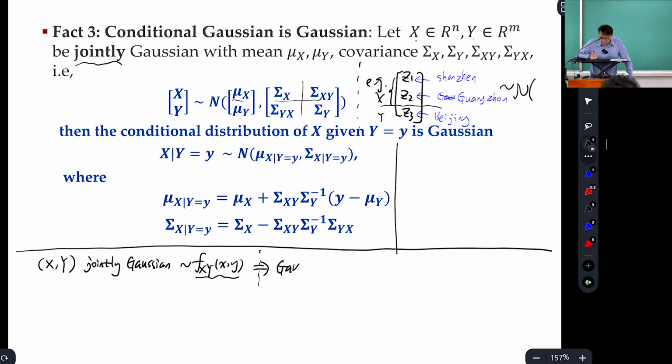So what do I mean by conditional Gaussian is Gaussian? Let's say given capital Y equal to small y, maybe Beijing temperature equal to 0 degree. Given that fact, x is still random. Are you with me? X is still random. Given Beijing is 0 degree, doesn't fully specify what Shenzhen and Guangzhou already is. Okay, x is still random.